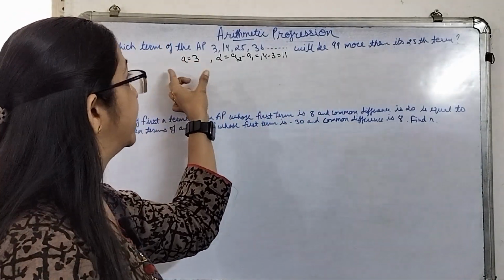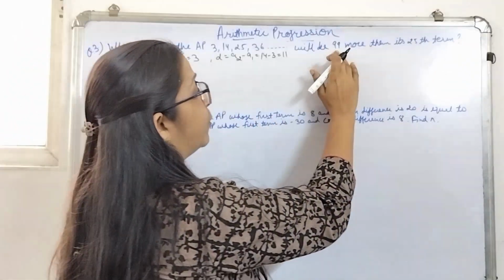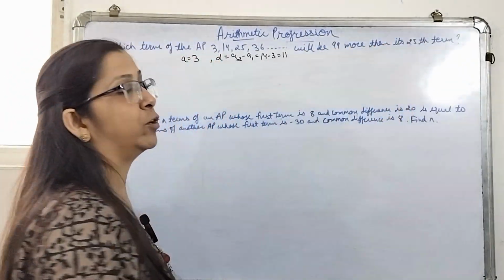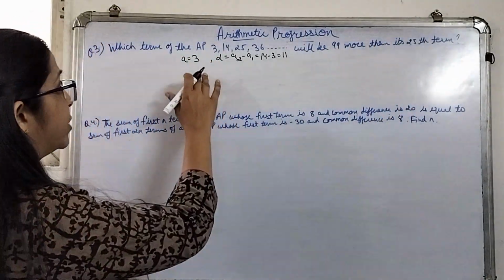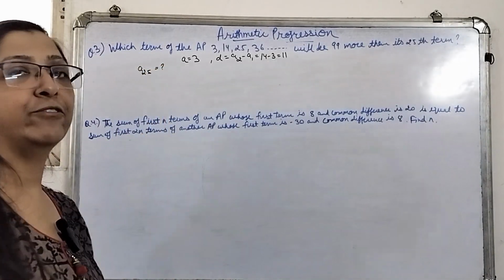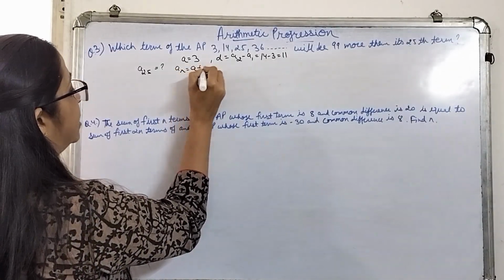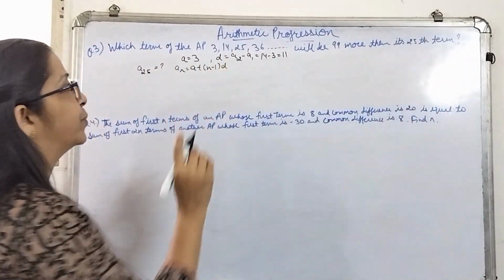Then we have to find the value of n for which the value will be the sum of 99 and the 25th term of that series. That simply means first of all we have to find its 25th term, A25. We know that an is equal to a plus n minus 1 into d.